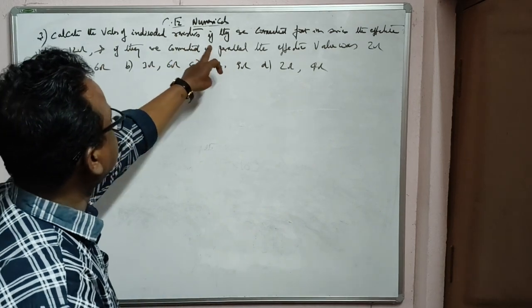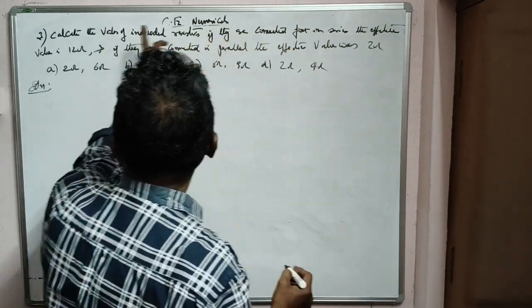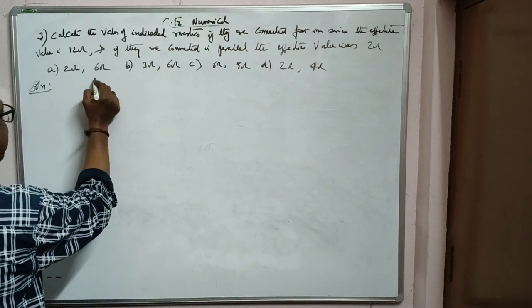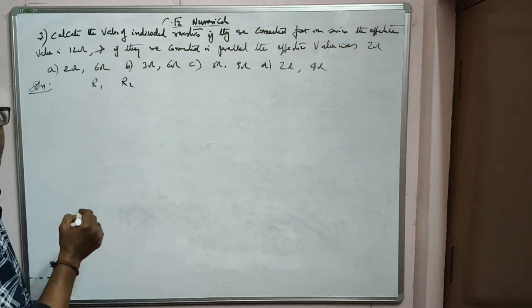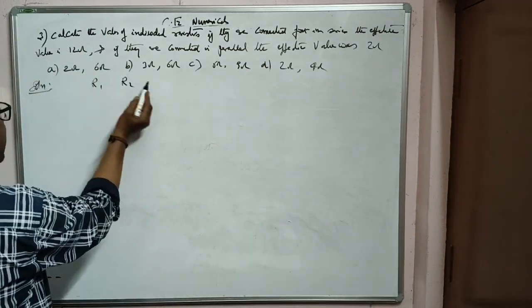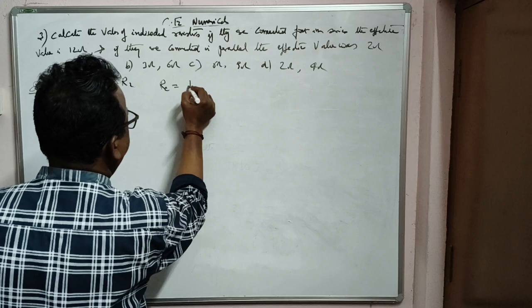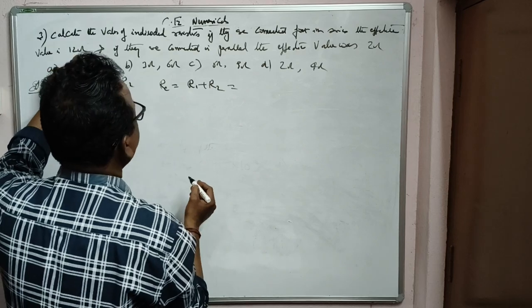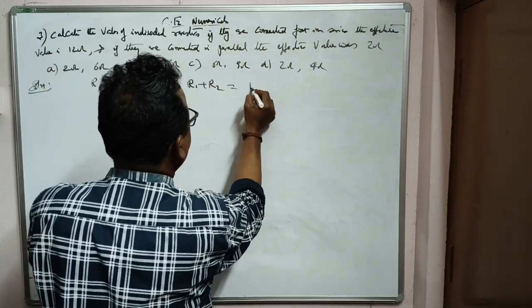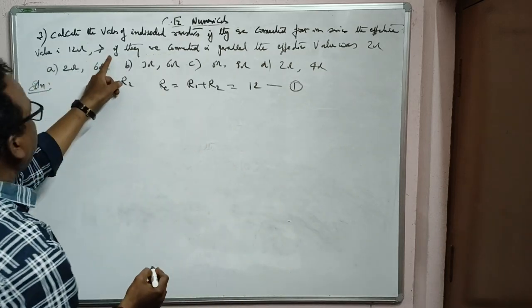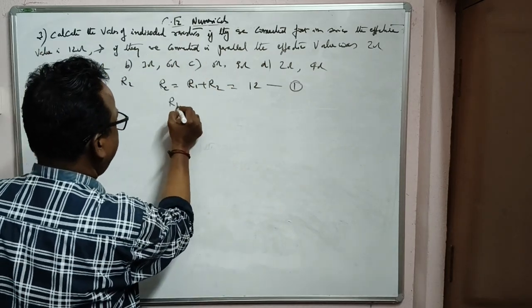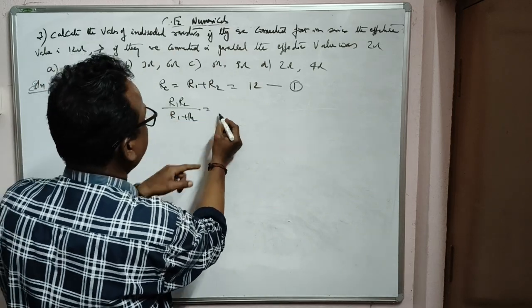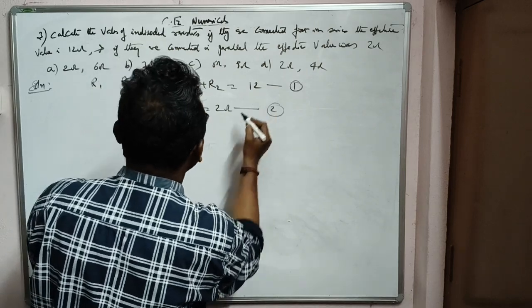Calculate the value of individual resistors if they are connected first in series. The value was 12, and if they are connected in parallel, the value was 2. See, in this case, first we have to let the two values be R1, R2. When they are connected in series, what is the effective value? Re is equal to R1 plus R2. That is equal to how much is given? 12 ohms. So R1 plus R2 is 12 ohms. Equation 1. And if they are connected in parallel, what is the formula? R1 R2 by R1 plus R2, which is equal to 2 ohms. Let it be equation 2.